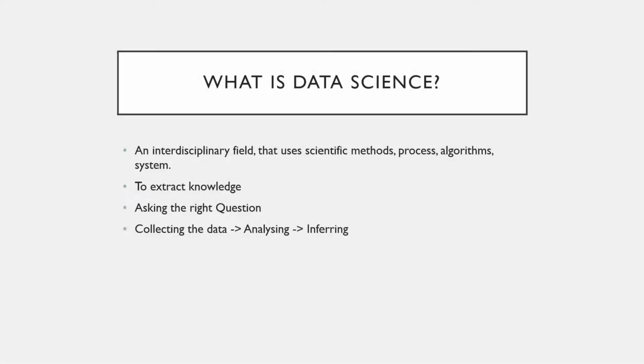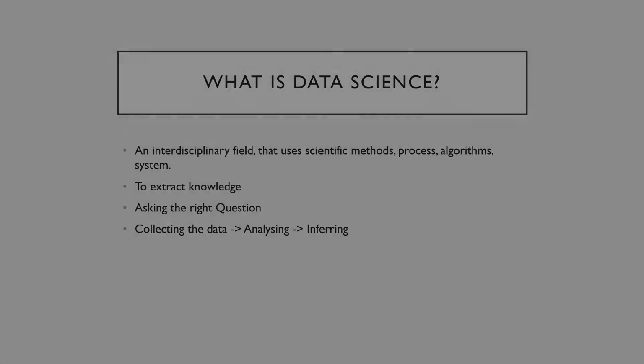What exactly is data science? Data science is nothing but an interdisciplinary field that uses scientific methods, processes, algorithms, and systems, which is used to extract knowledge. Data science is all about asking the right questions so as to get the right data. And it also is used for collecting the data, analyzing the data, and then inferring the results from the data itself.